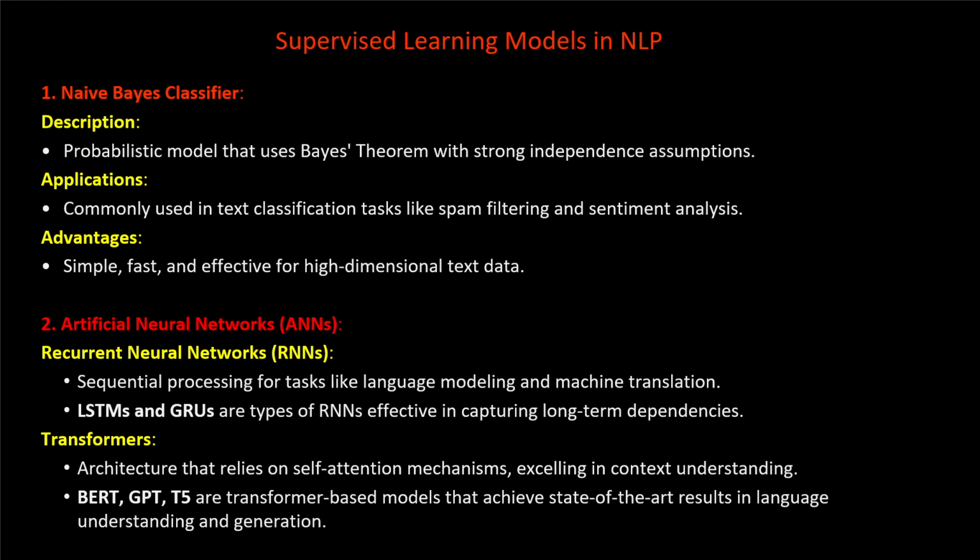The naive Bayes classifier is a probabilistic model that uses Bayes' theorem with strong independence assumptions. It is commonly used in text classification tasks like spam filtering and sentiment analysis. It is simple, fast, and effective for high-dimensional text data. Artificial neural networks handle sequential processing for tasks like language modeling and machine translation. Then we have transformers also, an architecture that relies on self-attention mechanisms.